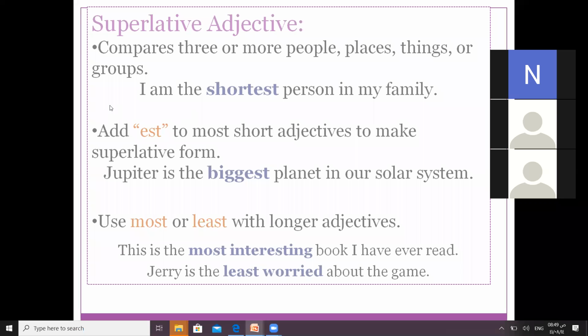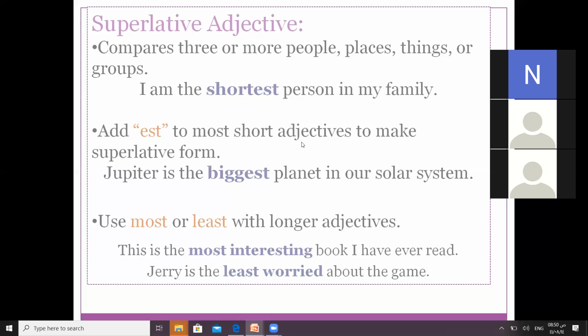Let's see. I'm the shortest person in my family. So I'm talking about myself. I'm comparing myself to the rest of the family members. So here I'm comparing between, for sure, more than two. So what did I do here? Notice, what do I have at the end? The word root is short. What did I add here? Notice. Let's see. Add est to most short adjectives.